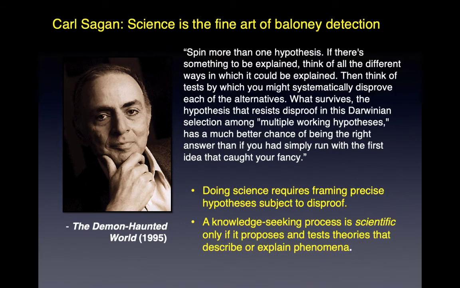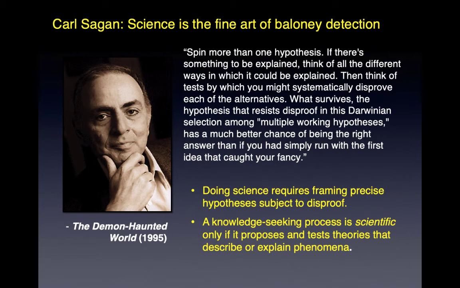Okay, here's Carl Sagan. He was one of the more famous popularizers of science in the 70s and 80s. Think of him as the Bill Nye of the 90s and the aughts and the Neil deGrasse Tyson we have now. His view is this, that science is the fine art of baloney detection, detecting what's BS or nonsense or doesn't make sense. And he recommends that we always spin more than one hypothesis when we want to describe or explain what's going on. If there's something needing to be explained, think of all the different ways it could be explained.